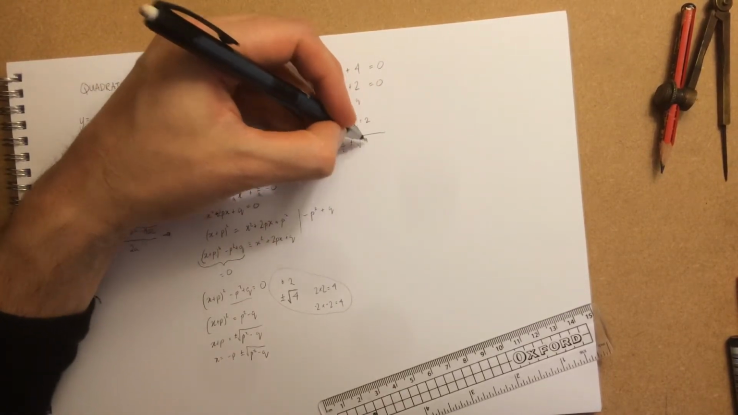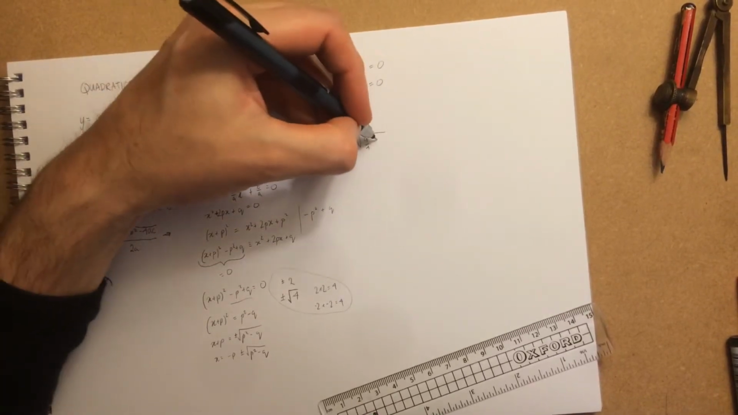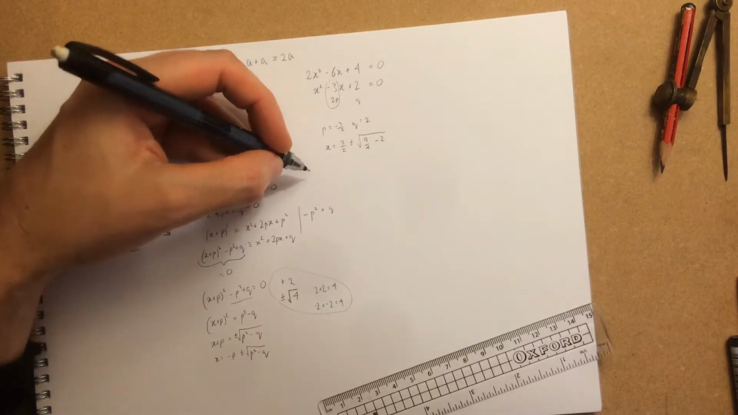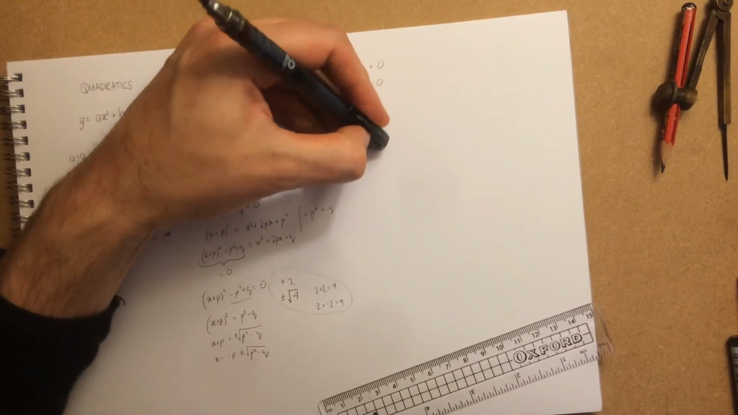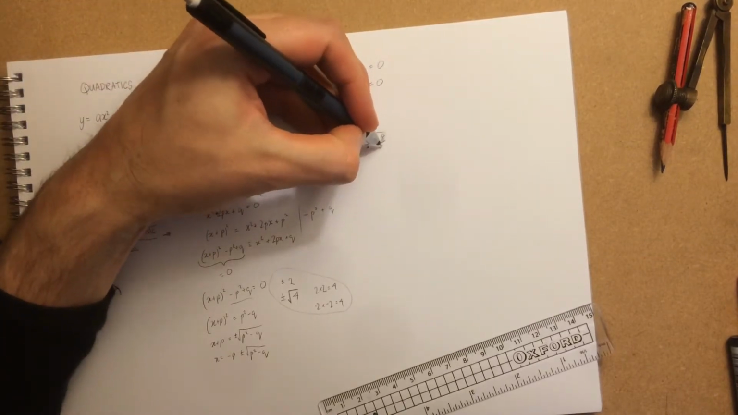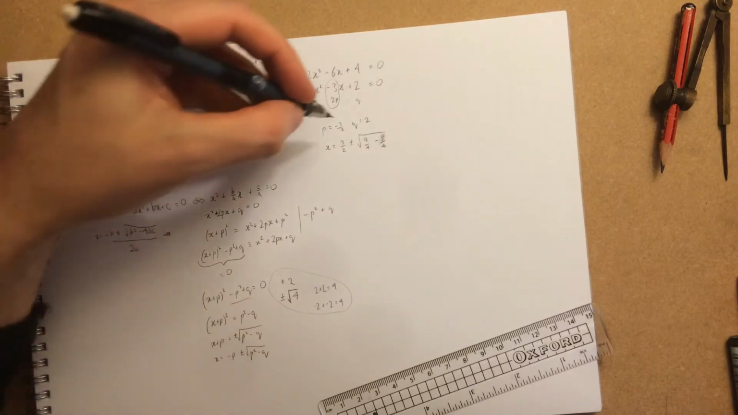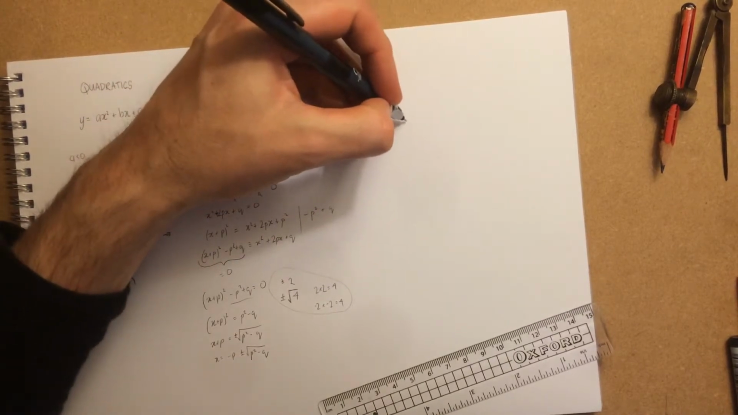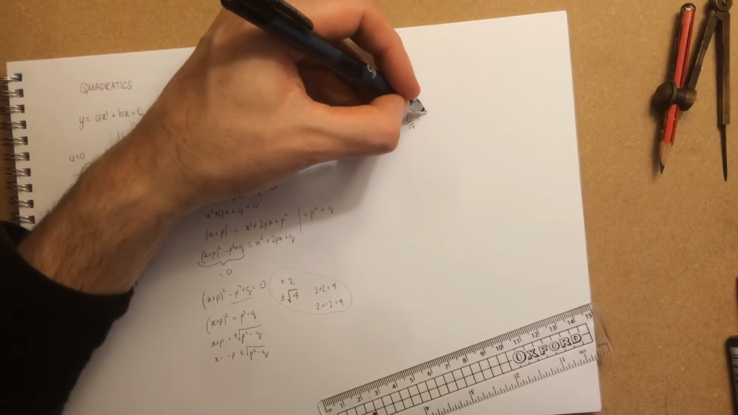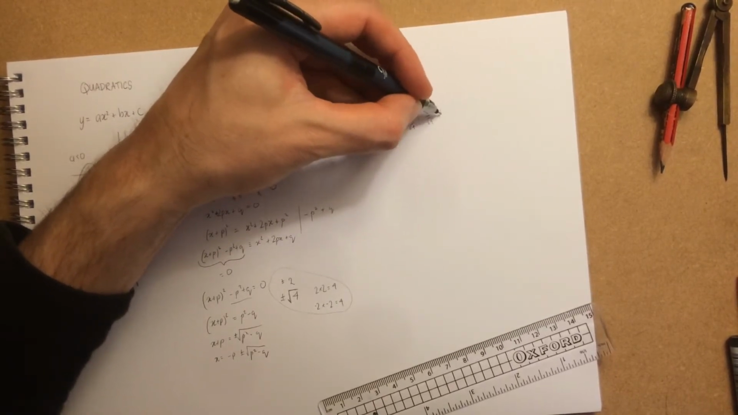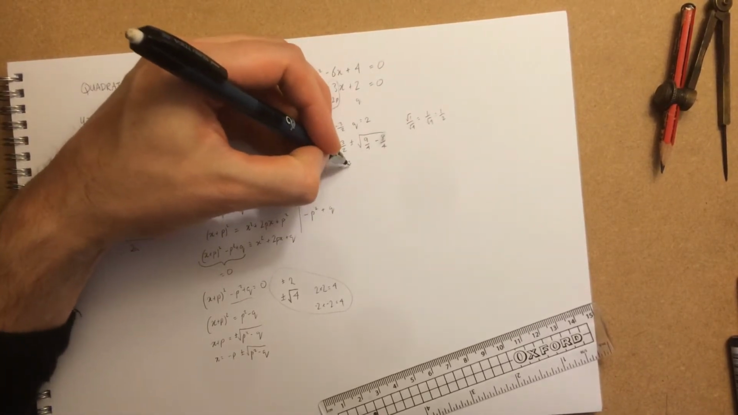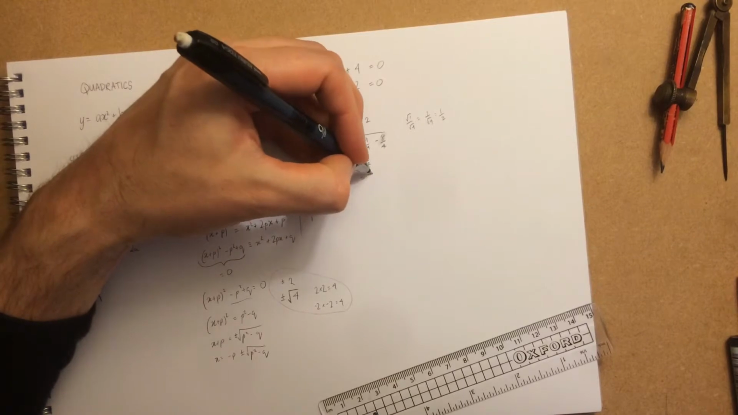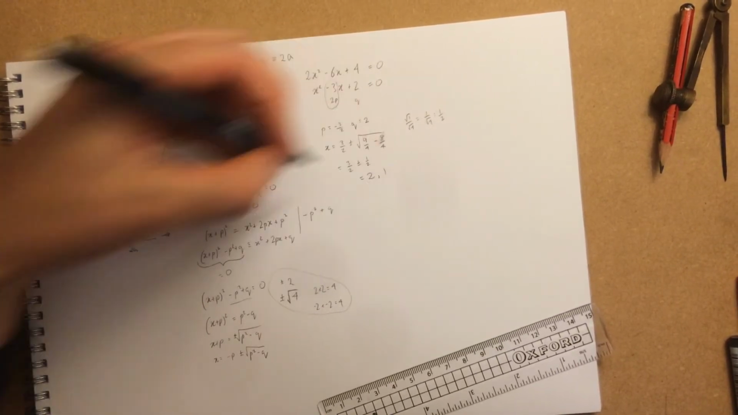Minus 3 times minus 3 is 9 over 4 minus q, minus 2. So 2 I can write as 8 over 4. So 9 over 4 minus 8 over 4 is 1 over 4, and square root of 1 over 4 is root 1 over root 4, which is 1 over 2. So equals 3 over 2 plus or minus a half, which is 4 over 2, otherwise known as 2, or 2 over 2, otherwise known as 1.